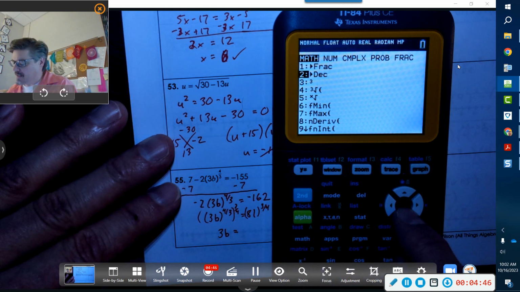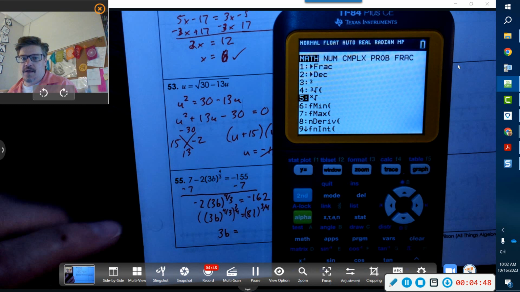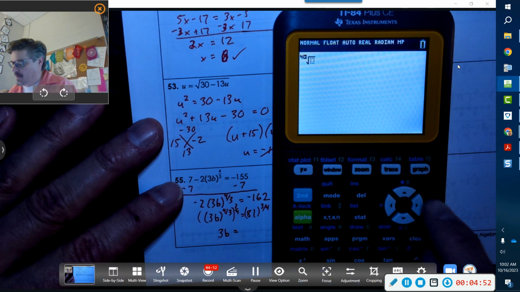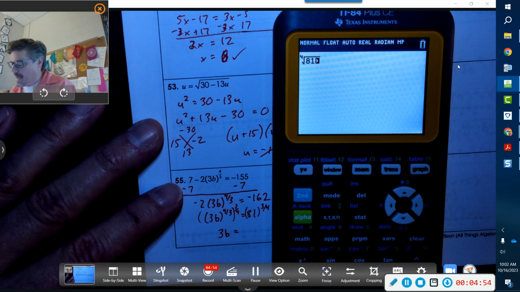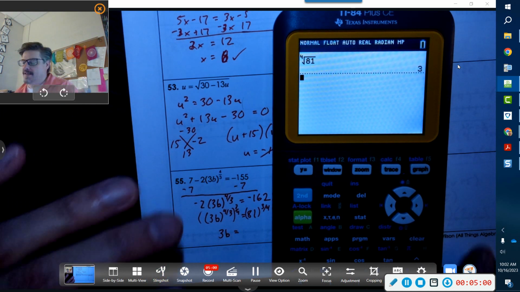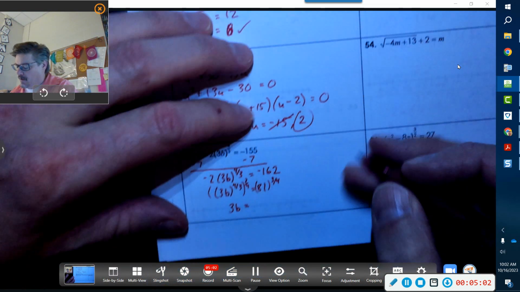If you go to this guy, now this is the math button, by the way. If I hit enter, I can type in the 4th root there. Then if I push over 81, this is a quick way to find that there is 3. That 3 to the 4th power is 81.